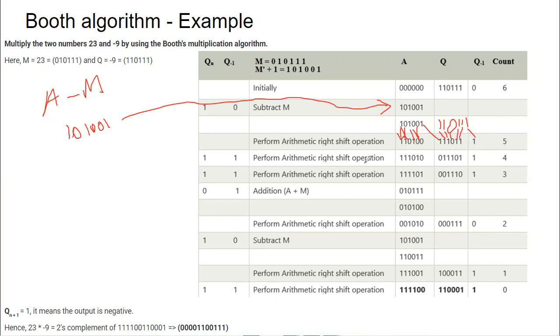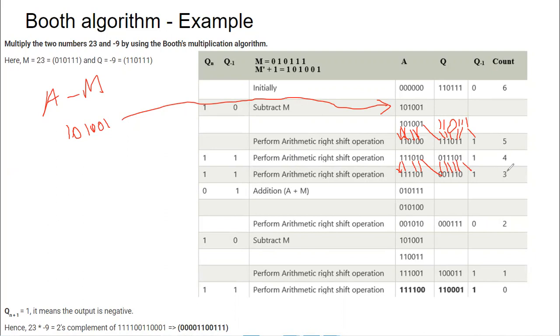Then when both are 1, just shift right. So that's what we are doing here. Shift right, and then we get this value. Then decrement by 4. Then again we check 1, so just do a shift right. So here it comes. Select this 0, this 0 comes here, and so on. Finally it comes here and then goes to the MSB also. So this is your value of A and Q.